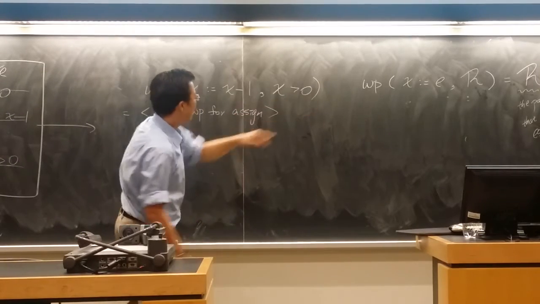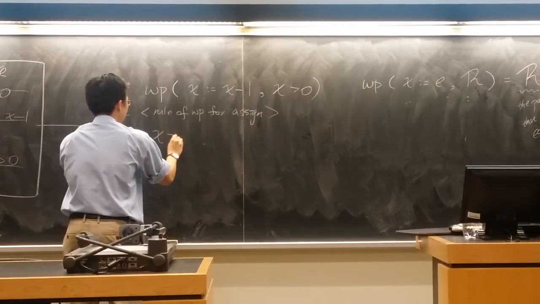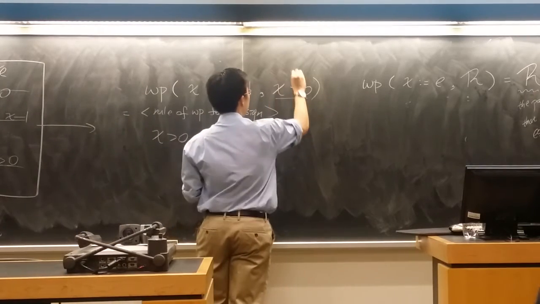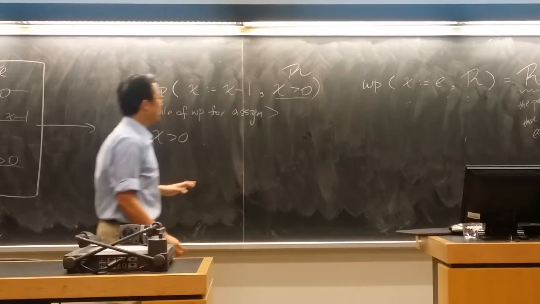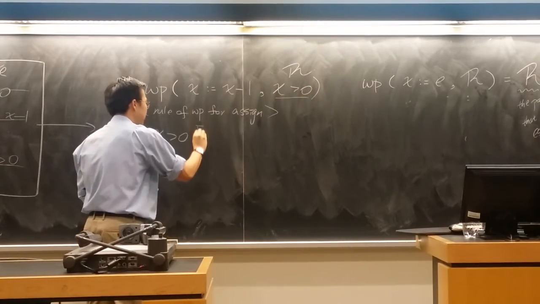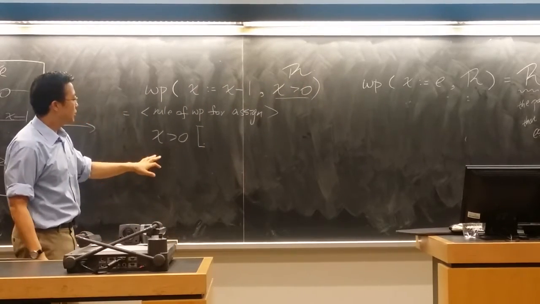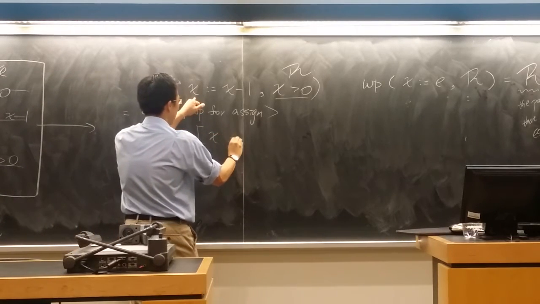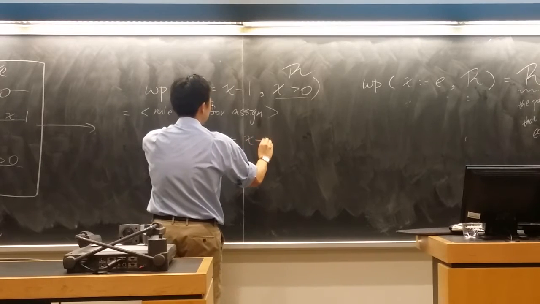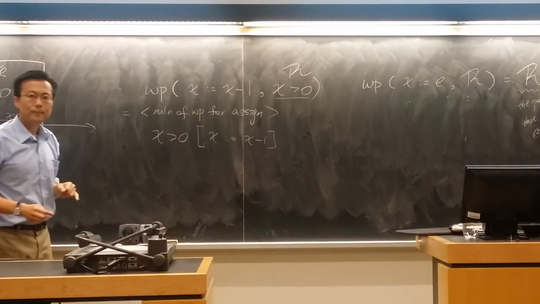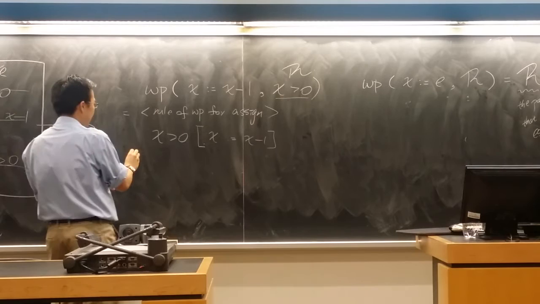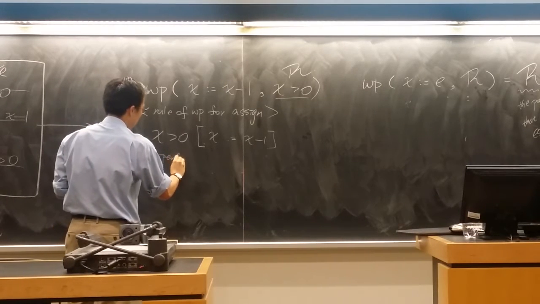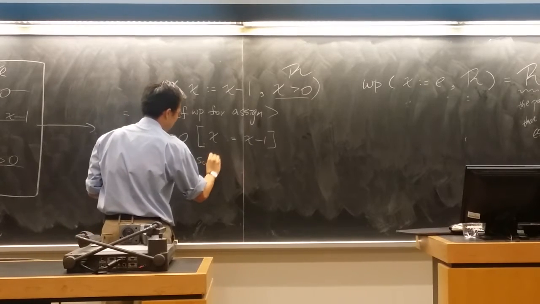So over there, R is simply just x greater than 0. Agree? Okay, so here I'm saying this is R. So now I'm going to do some substitution here. I'm going to substitute every occurrence of x by its new value, which is x minus 1. How do I do that? Okay, and so here I can say perform substitution.